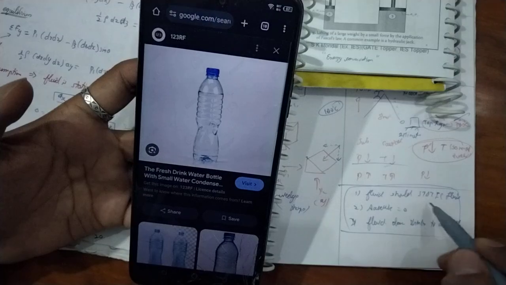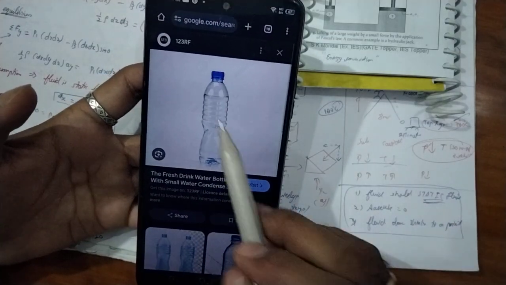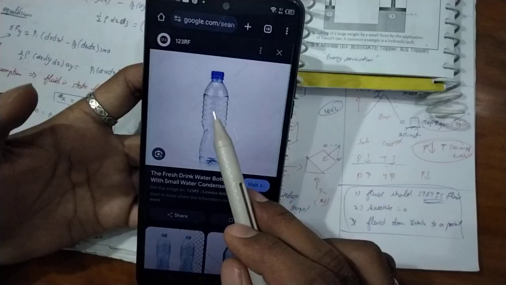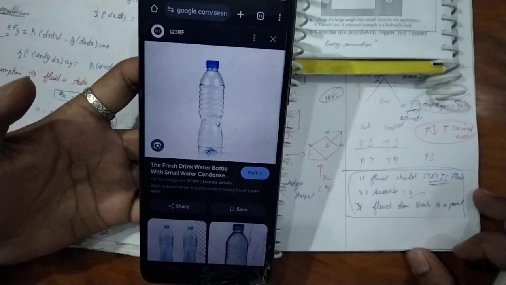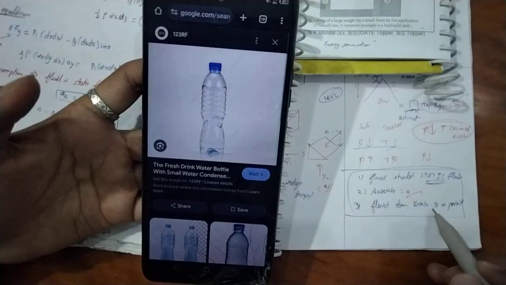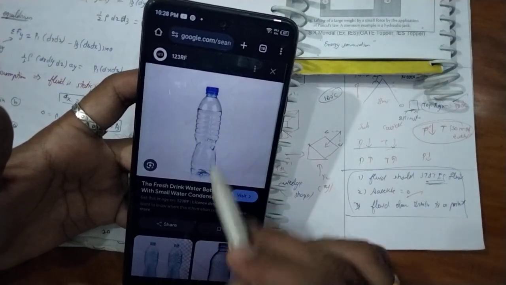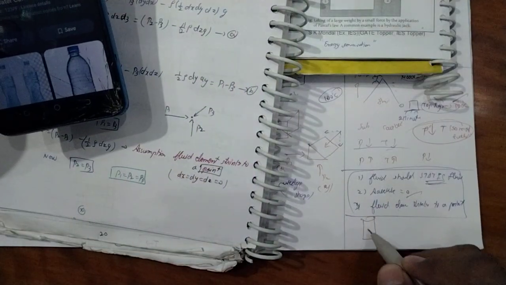The fluid should be static. This is static, not dynamic. Dynamic means it's moving. And is any kind of acceleration acting here? No, acceleration is zero. The next thing: the fluid element should shrink to a point. So we are not considering the entire pressure of the water bottle. We are just taking only one point.